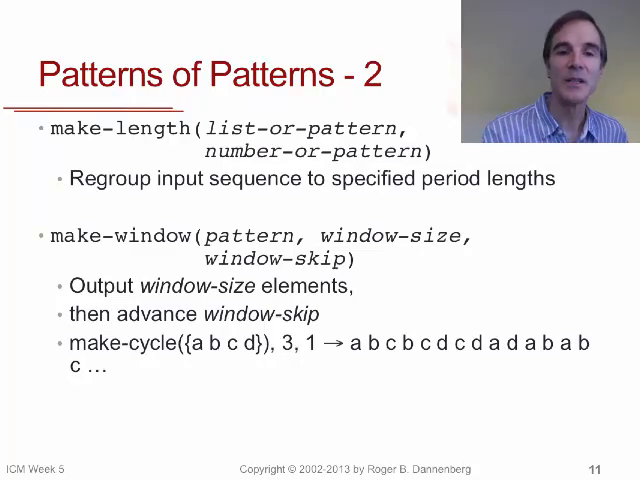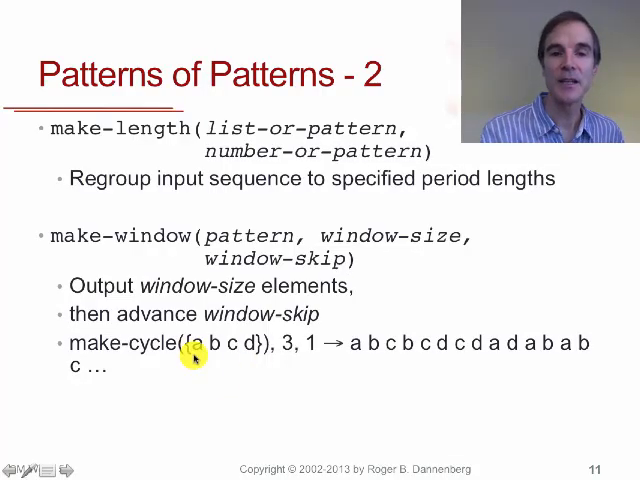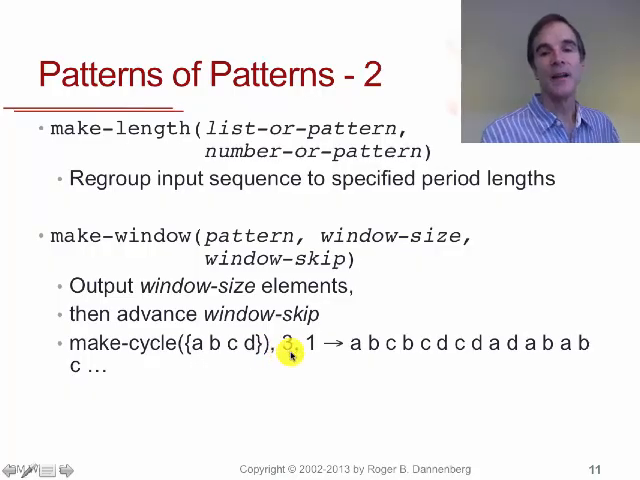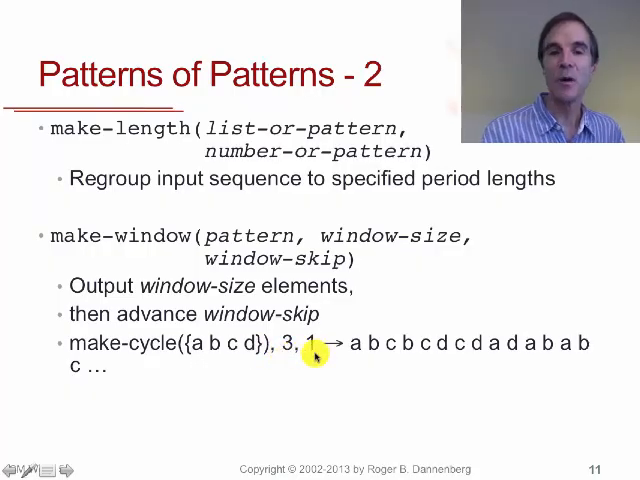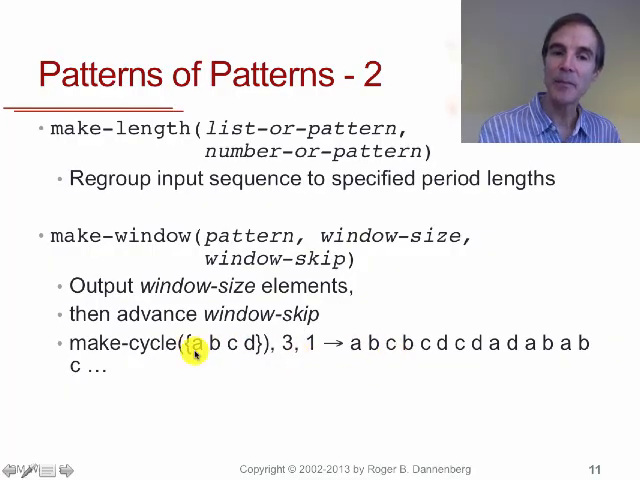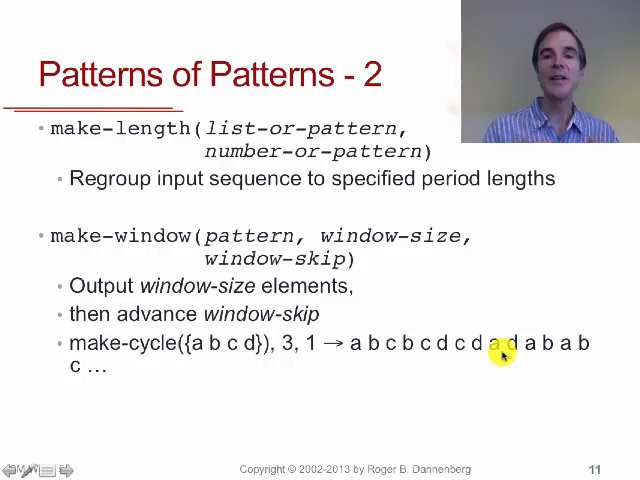So for example, here we have the cycle ABCD, a window size of 3 and a skip of 1. So the 3 means we output the first 3 elements, ABC. The 1 means now we skip ahead in the sequence to B, and we output 3 elements, BCD. That's over here. Then we skip ahead one more. Starting on C, we output 3 elements, C, D, and we wrap around to A. So here's the CDA, and we continue doing that.